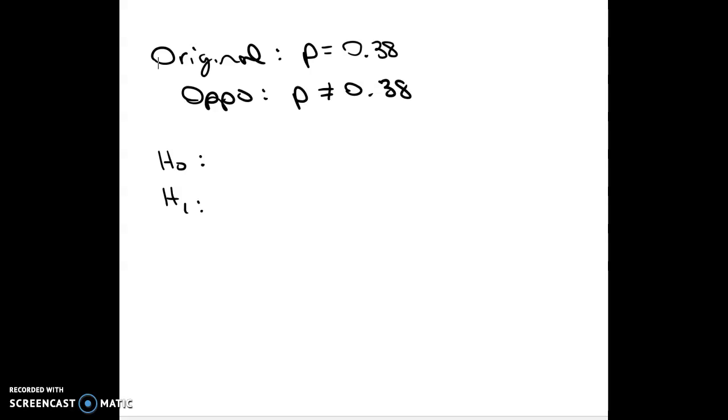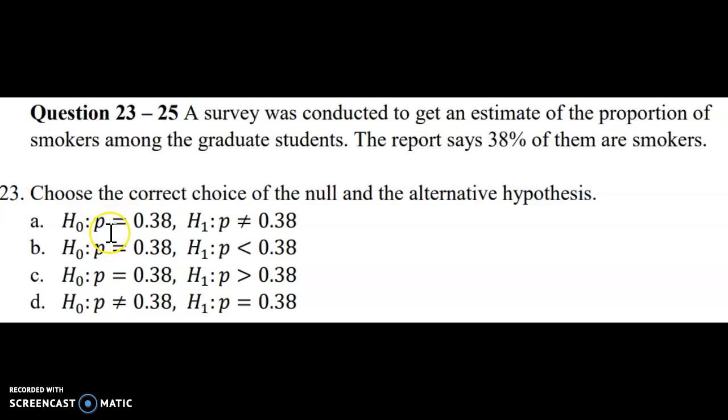Okay, so the null hypothesis always has the equal sign. The alternative never has the equal sign. So between these two up here, I'm going to take the one that has the equal sign and put it there for the null hypothesis. So P is equal to 0.38. The alternative is going to be whatever's left over, so not equal to 0.38. And there you go. Part A, that's your null hypothesis, P is equal to 0.38, and your alternative is P is not equal to 0.38.